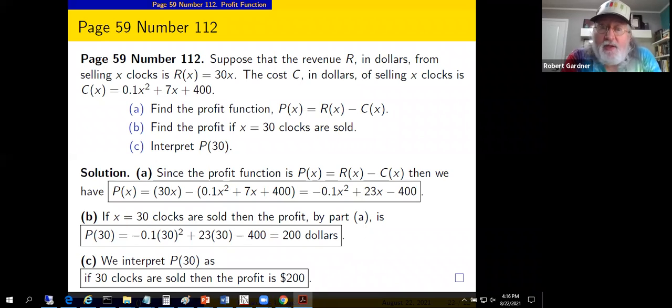They ask you to interpret P of 30. It's the profit on selling 30 clocks. If 30 clocks are made and sold, then the profit's $200.